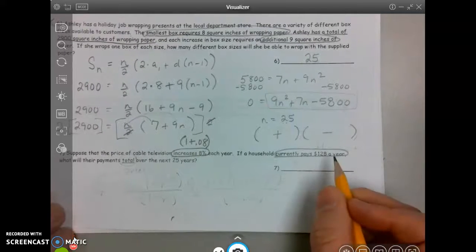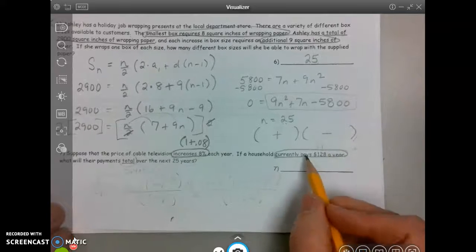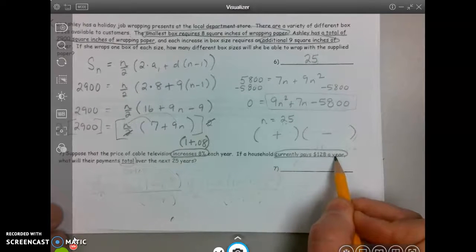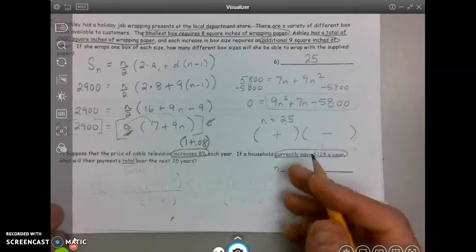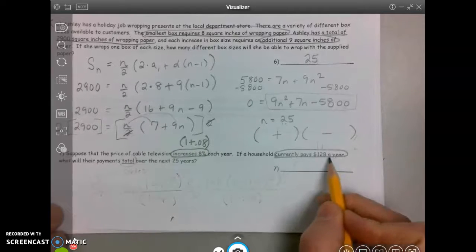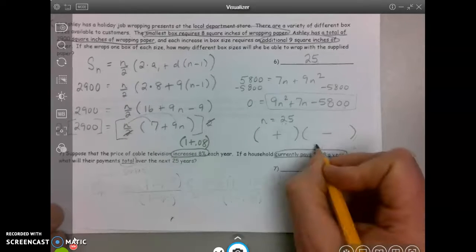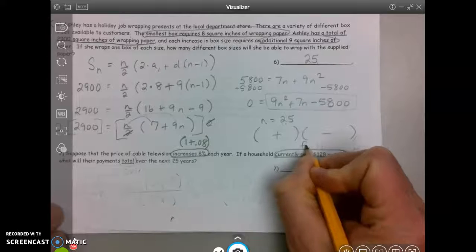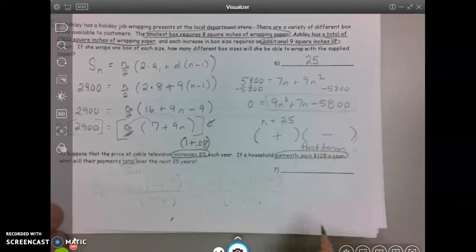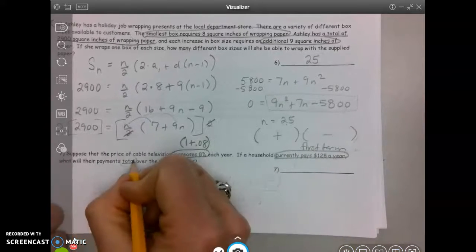All right, now this, you've got to think through this in a couple of ways. At first, when I read this, currently pays $128 a year, that sounds like the initial amount. But you don't just pay $128 at the start. You're going to pay that $128 by the end of the year. That's going to be your total. So that's indeed your first term. What will their payments total?